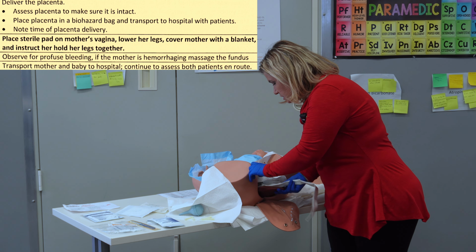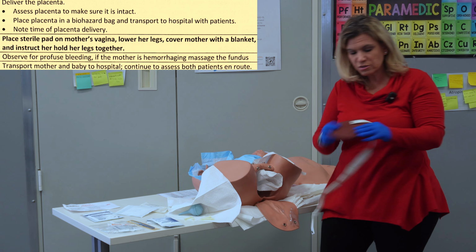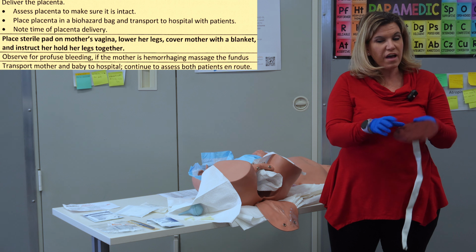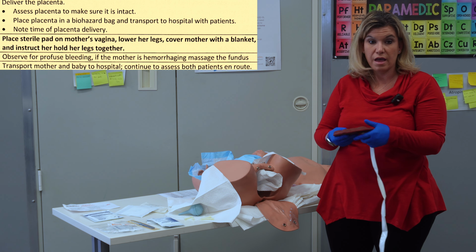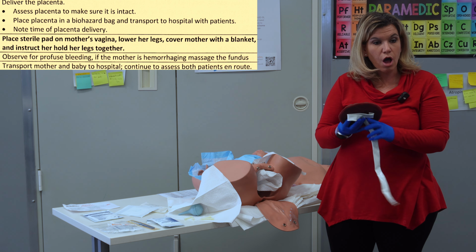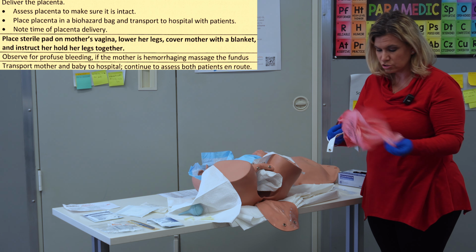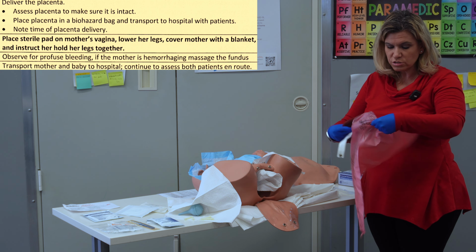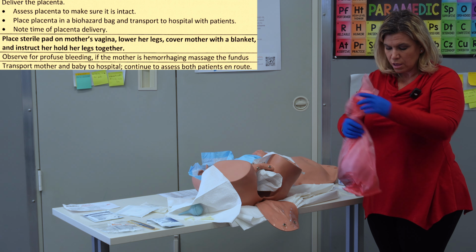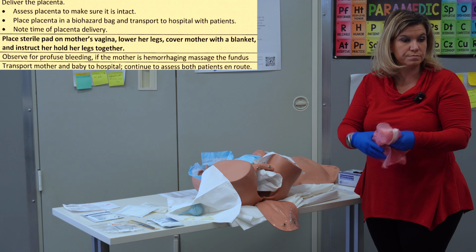Okay, now with the placenta now coming out, I'm gonna check to make sure the placenta is all intact. If I have a chunk missing, then I'm gonna notate that, right? I'm gonna notate that and let the hospital know that. We're gonna place that placenta in the biohazard bag, and we're gonna notate the time of delivery and even possibly the patient's name on the bag. And we're gonna take it with us to the hospital, okay?